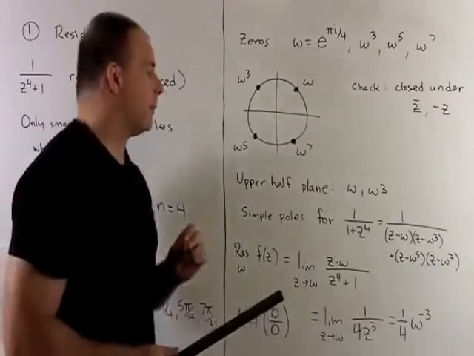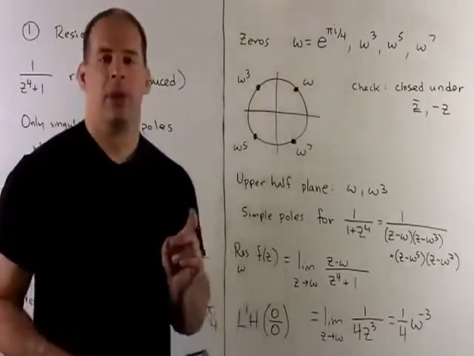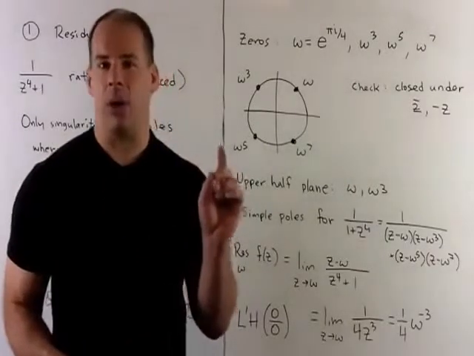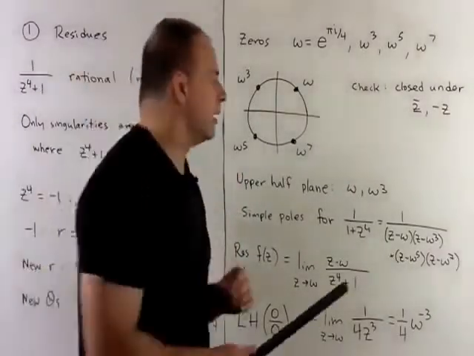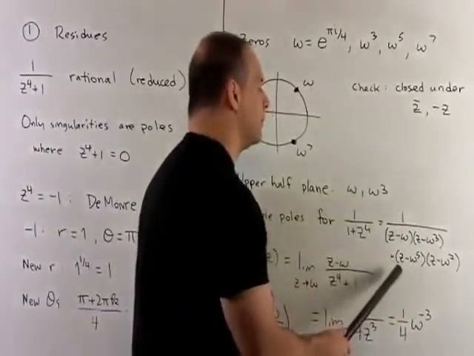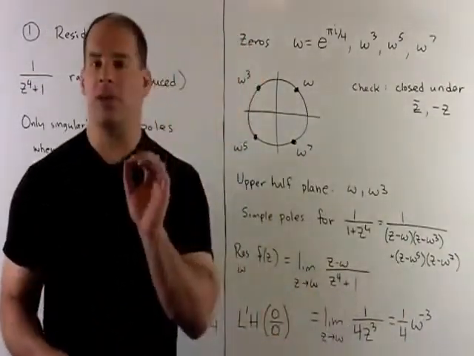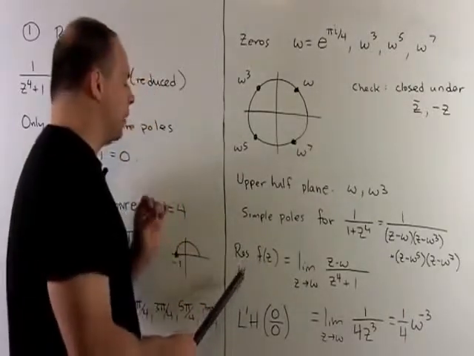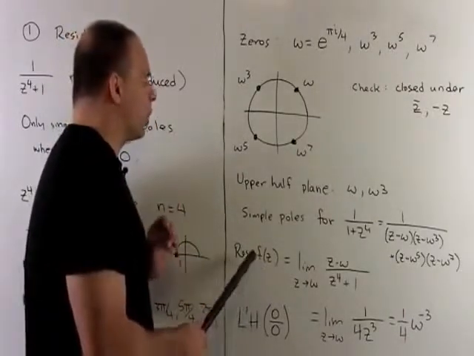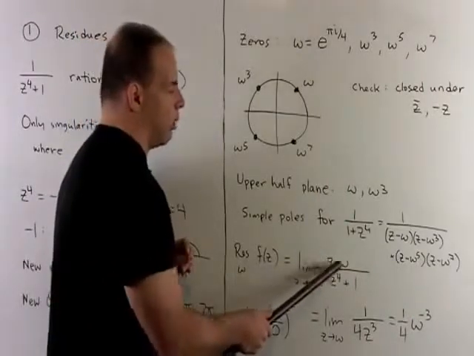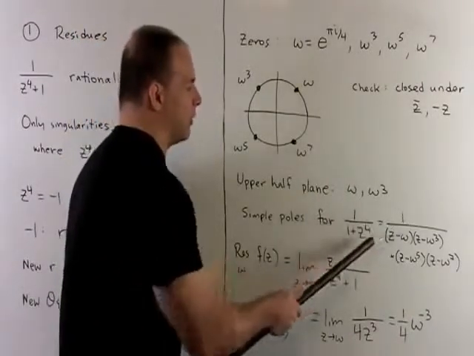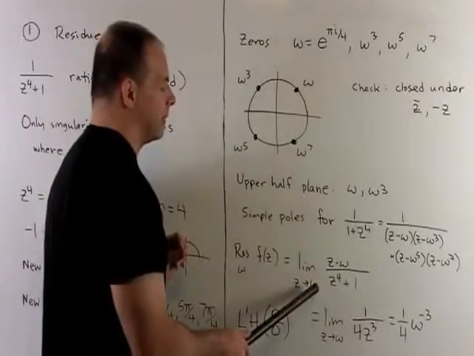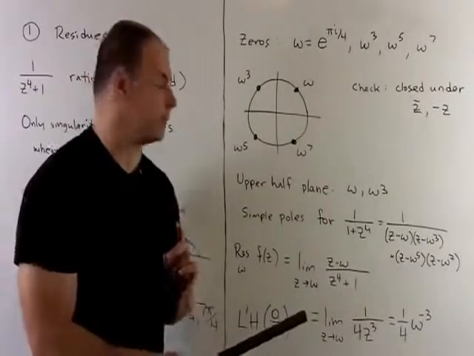Now, to get the residues, you could multiply by, say, z minus omega and then evaluate at omega, and that's perfectly fine, but you notice that's going to be a little bit messy. So a cleaner way to do this is to use L'Hopital's rule. So if I want the residue, say, at omega, what do we do? We're going to multiply by z minus omega. So that would do our canceling before, but the idea is to take the limit as z goes to omega instead of doing the straight evaluation.